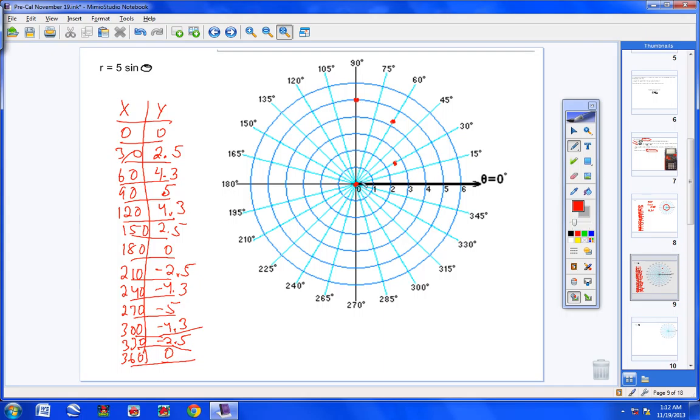And 120 is 4.3. So 120 is 1, 2, 3, 4.3. 150 would be 2.5. 1, 2.5.